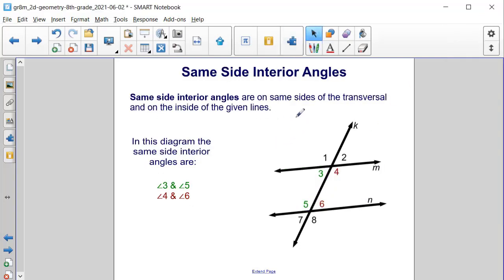We have another set of special angle pairs. They're called same side interior angles. They are on the same side of the transversal and inside or in between the given lines. So in our diagram, angle 3 and angle 5 are on the same side of the transversal and inside of the other two lines. Similarly, angle 4 and 6 are on the same side of the transversal and inside or in between our given lines.